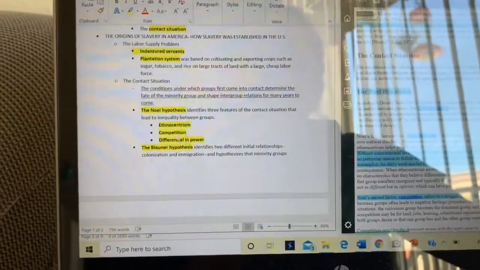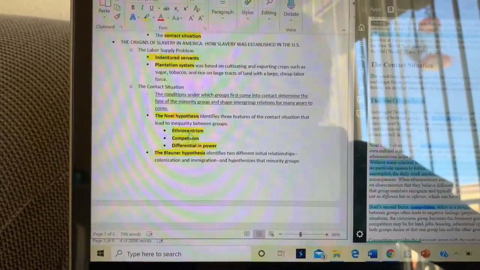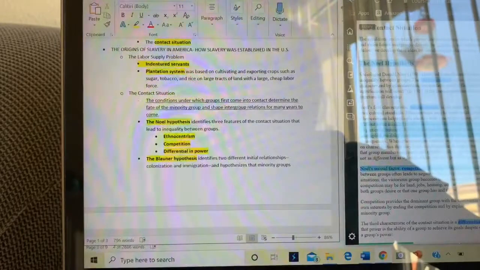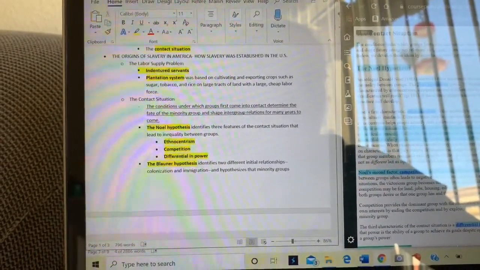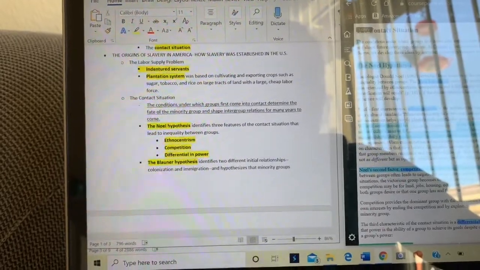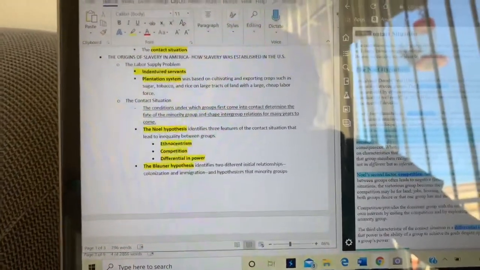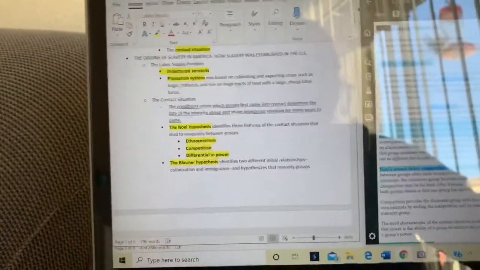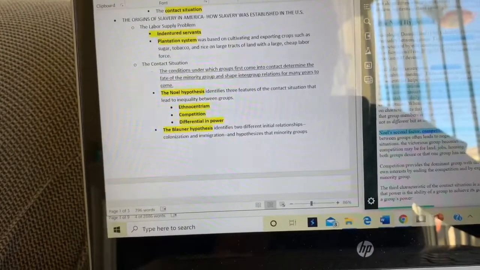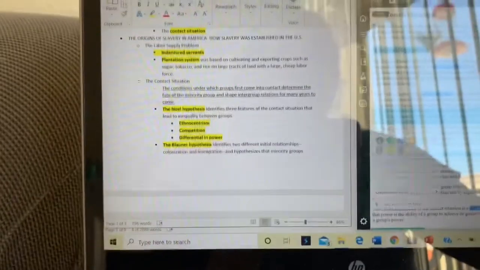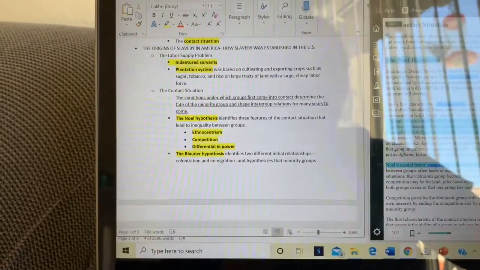So it dives into ethnocentrism. Ethnocentrism is a tendency to judge other individuals, groups, or societies by your own cultural standards. Obviously, this still exists today. However, I think during these times back then, it was definitely more prevalent.